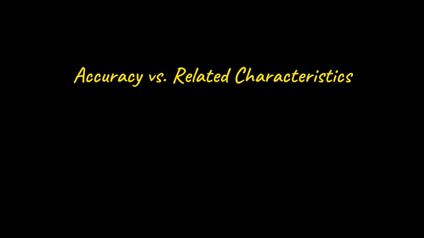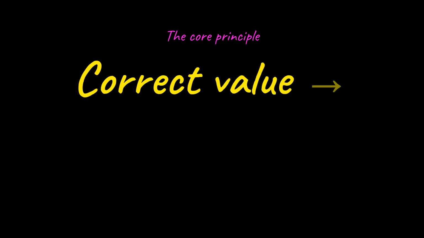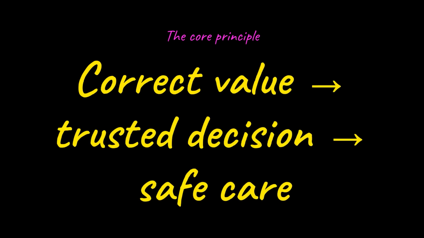Accuracy asks only whether the recorded value matches the true state, and no single characteristic alone is sufficient. When clinicians, pharmacists, and billing teams act on a record, they assume the value is correct. Accuracy failures break that assumption and cascade into downstream errors that are costly to find and fix after the fact.